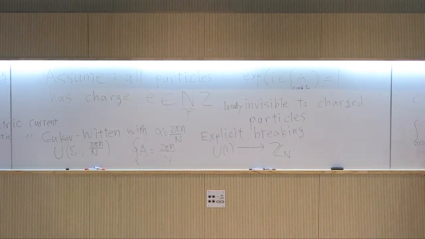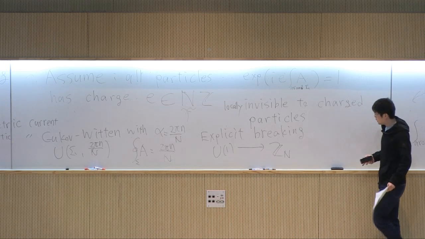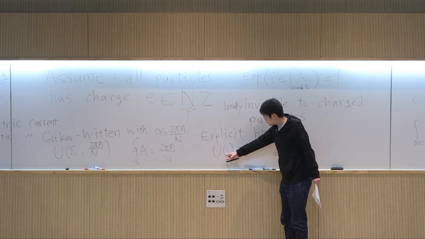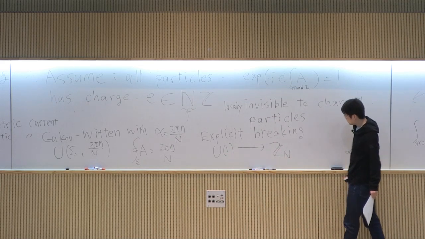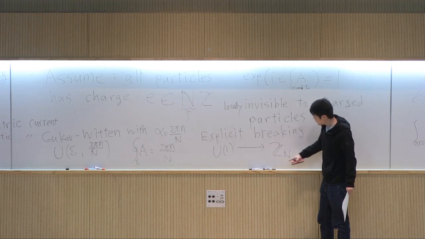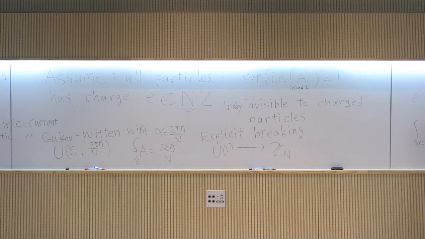So this is a typical situation. Because we want to consider some interacting field theory, this U(1) symmetry is usually broken. But still we have some discrete subgroups, and we can use these discrete subgroups in the actual applications.